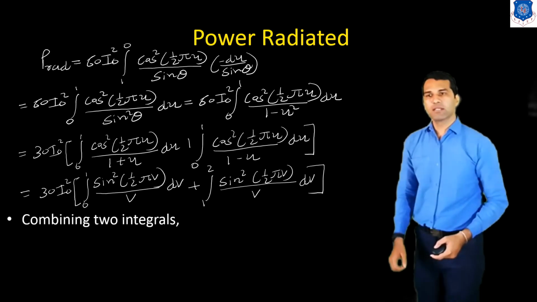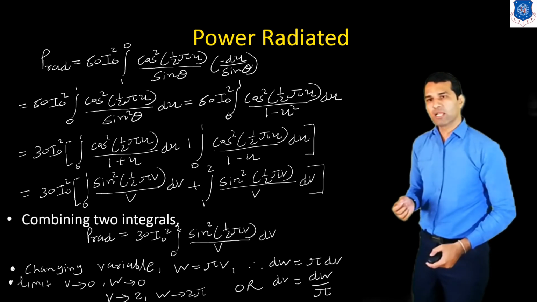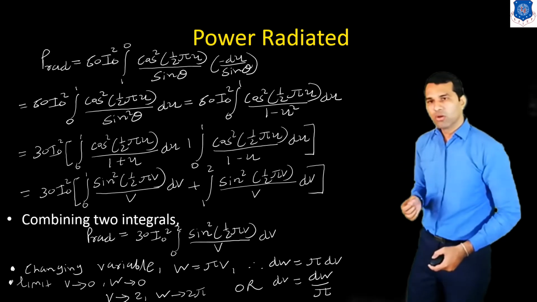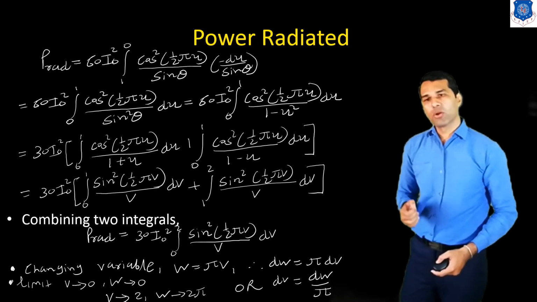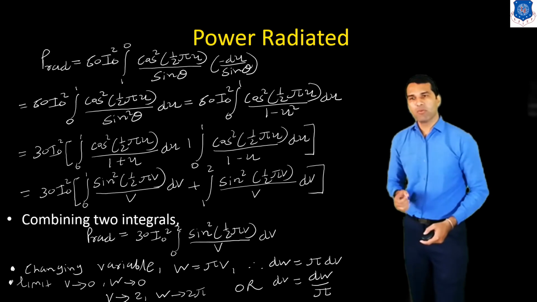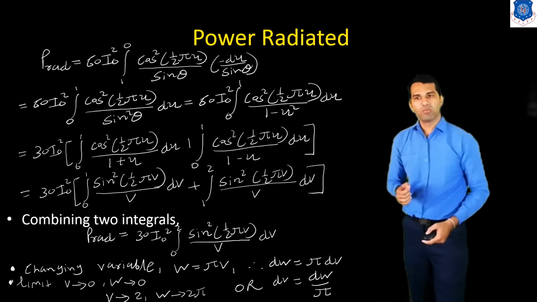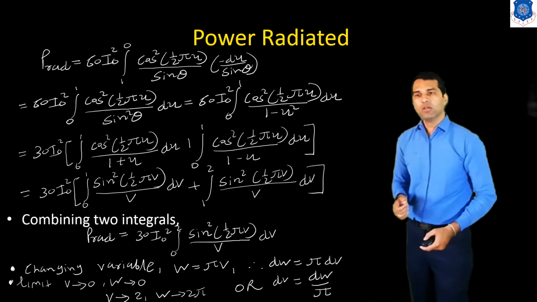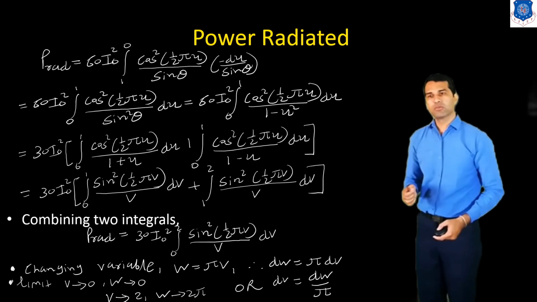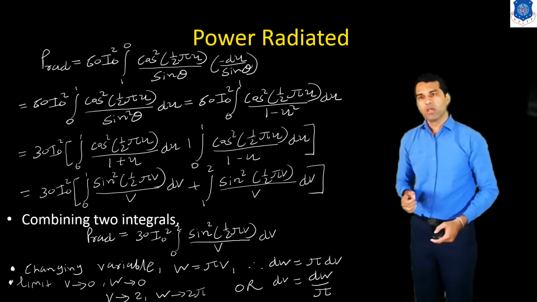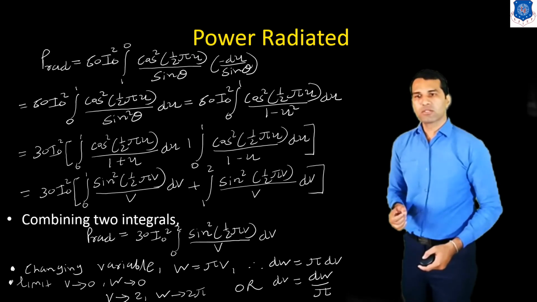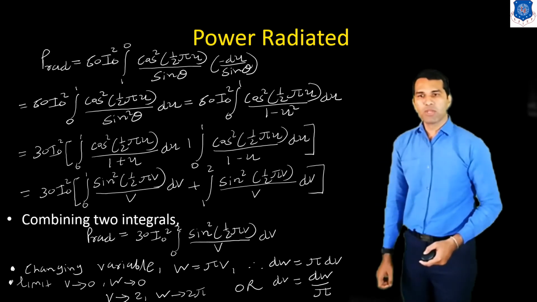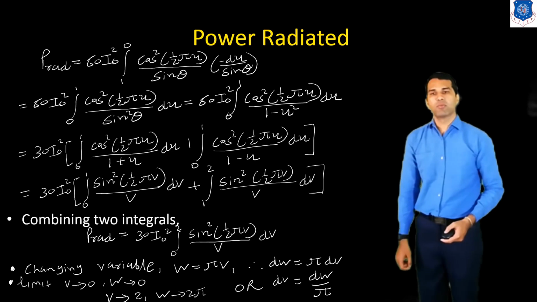So now, combining these two integrals, we get the power radiated is equal to 30 I0 square, integral from 0 to 2, sin square (1/2 pi u upon v) into dv. Now we change the variable w = pi v, so we get dw = pi dv. So the limits change: v tends to 0 and w tends to 0, and v tends to 2 and w tends to 2 pi. We can also write dv = dw by pi.